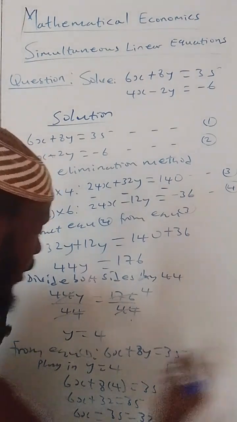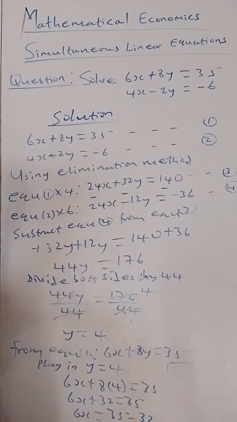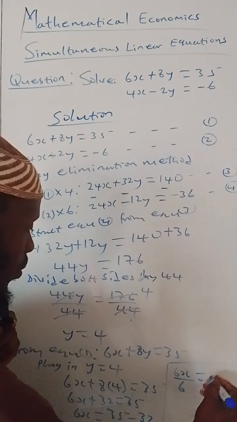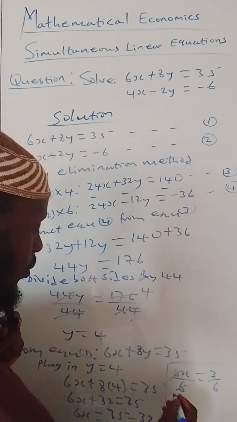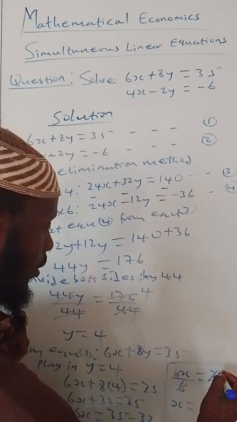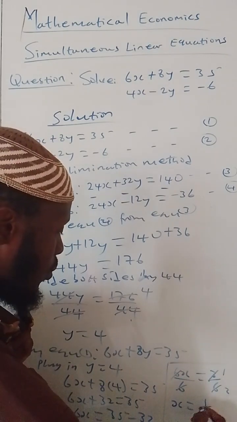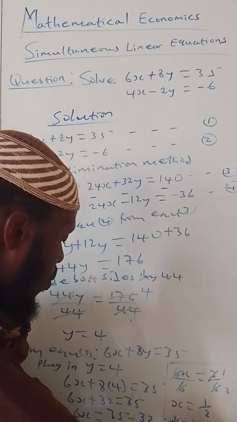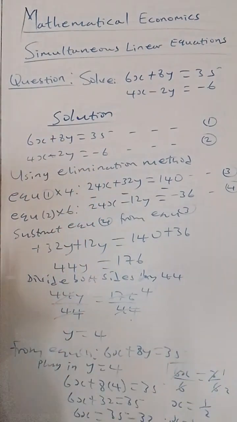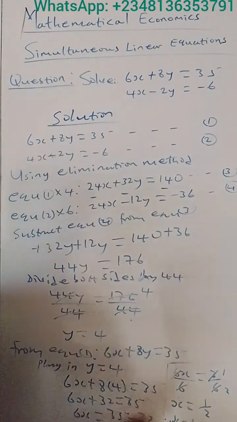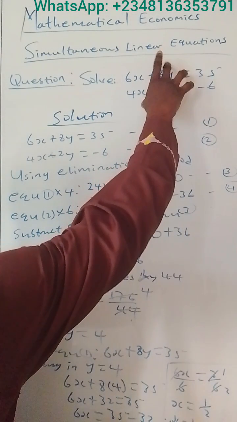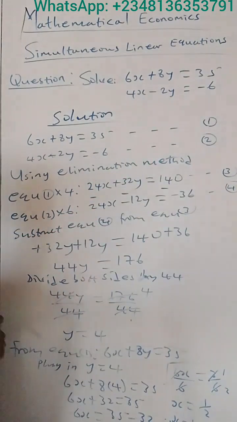Then we have 6x equals 3. The next thing is to divide both sides by the coefficient of x, so I have 6x over 6 equals 3 over 6. This cancels this, and we have x equals 3 over 6, which is 1 over 2. Therefore, we have x equals 1 over 2, y equals 4. So here is the final answer. We can check whether these answers are correct by plugging these values into the equations, to see whether you get 35 and minus 6.